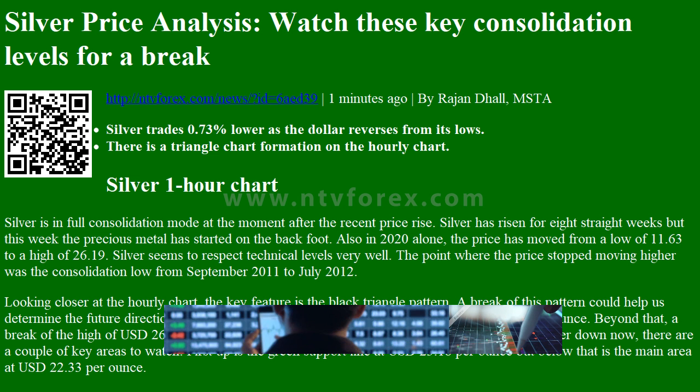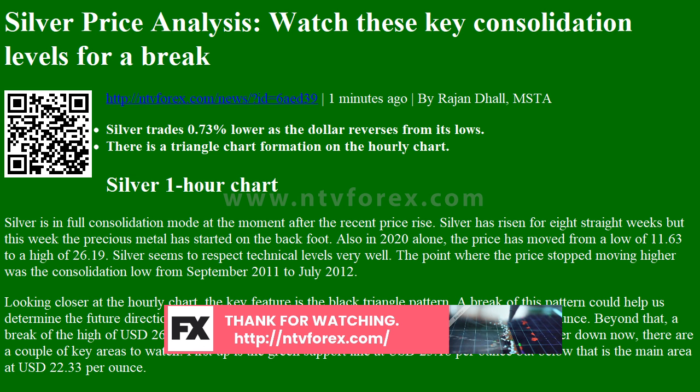Silver 1 hour chart. Silver is in full consolidation mode at the moment after the recent price rise. Silver has risen for 8 straight weeks, but this week the precious metal has started on the back foot. Also in 2020 alone, the price has moved from a low of 11.63 to a high of 26.19. Silver seems to respect technical levels very well. The point where the price stopped moving higher was the consolidation low from September 2011 to July 2012.